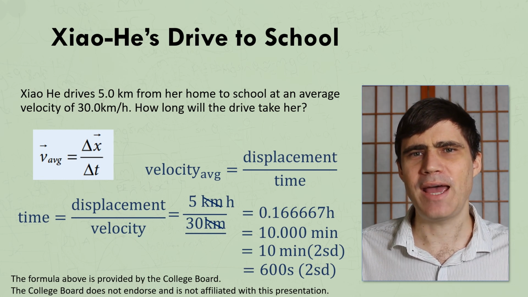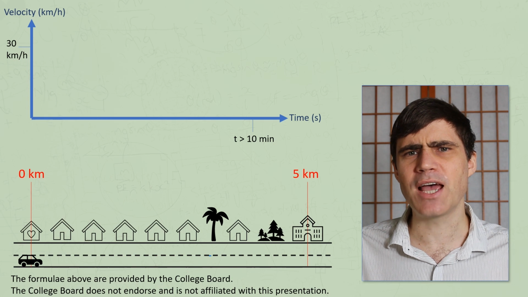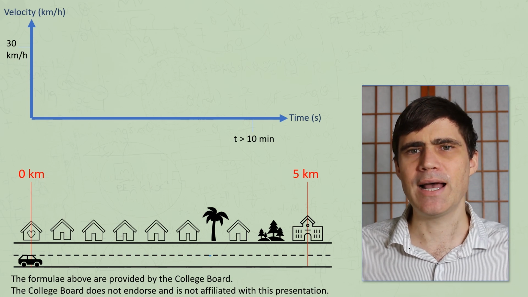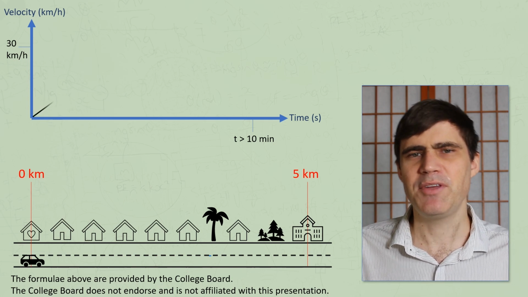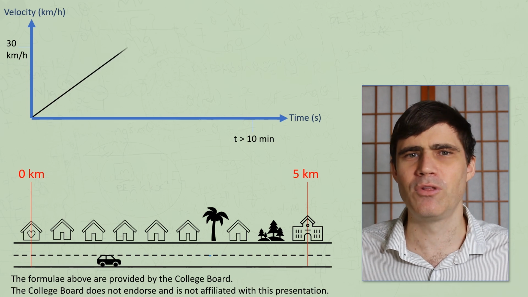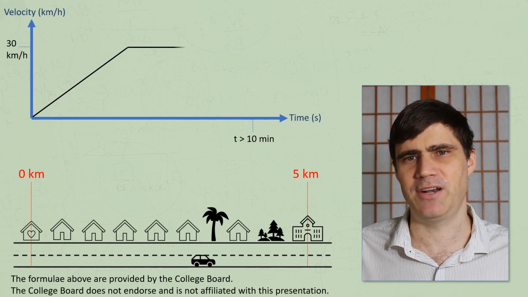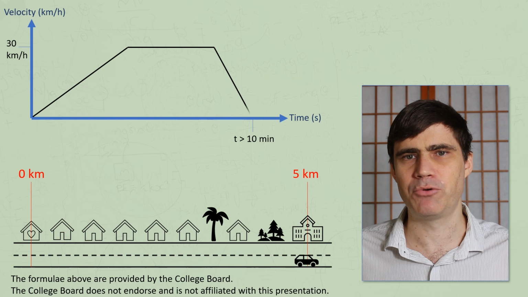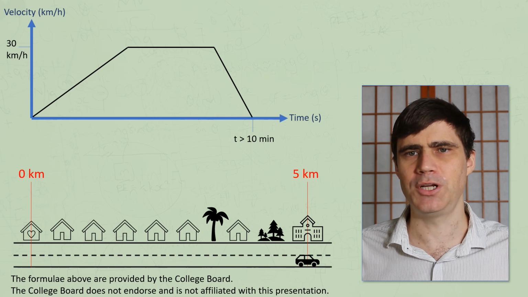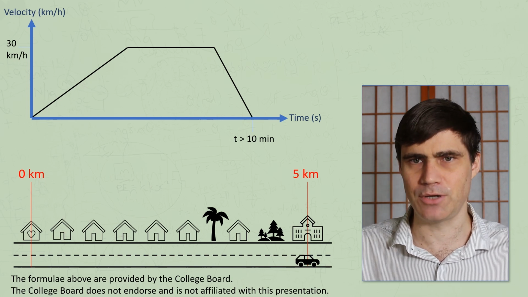We just calculated her average velocity, but what about her instantaneous velocity? In reality, the car must accelerate, then it might continue at constant velocity, although probably not in the real world with things like traffic lights, and then it must decelerate before Xiaohe can step out safely, or else she'd go flying through her windscreen when the car stops so suddenly.